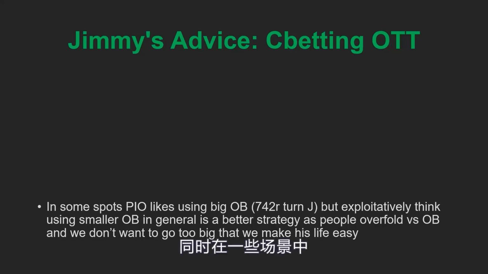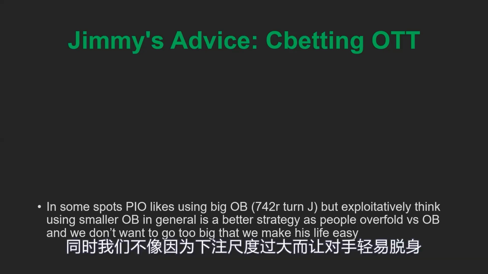Also, in some spots, Pio is using really big overbets. So let's say the board is 7-4-deuce rainbow, turn jack, it's using a 2x sizing in those situations. But again, exploitatively, I think using a smaller overbet in general will be a better strategy. People will still overfold, and we don't want to go too big. That will make his life easy.